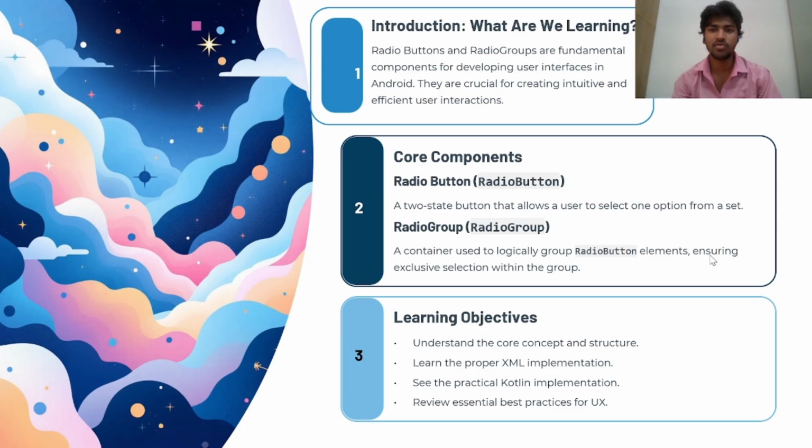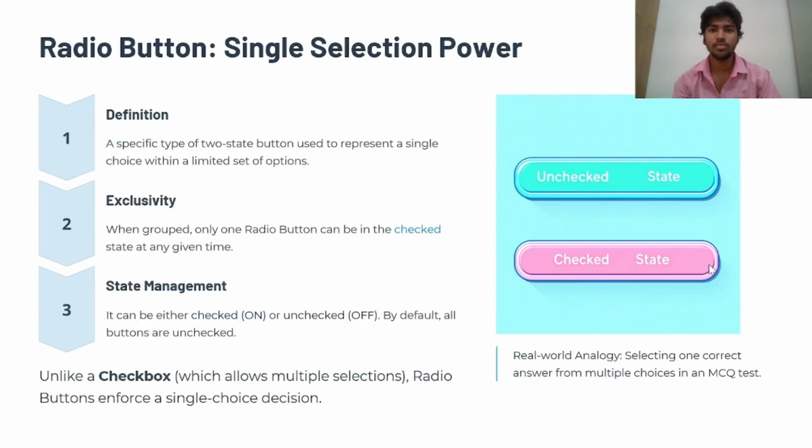Our learning objectives for this video are to first understand the core concept and structure, second, learn the proper XML implementation, third, see the practical Kotlin implementation, and finally, review essential best practices for user experience. Let's take a closer look at the radio button itself.